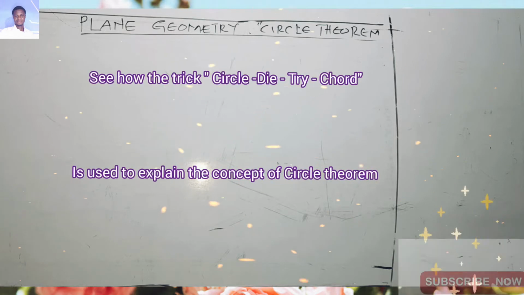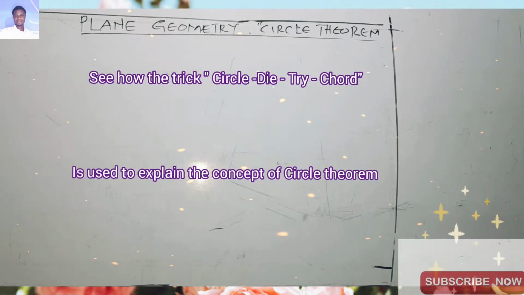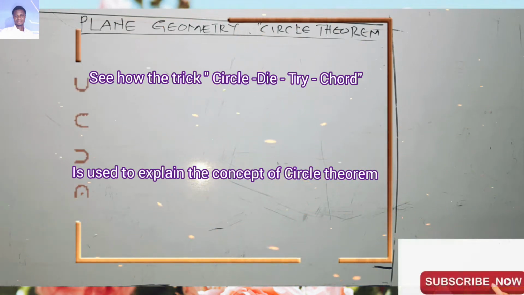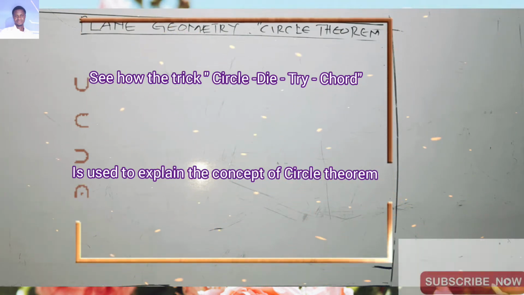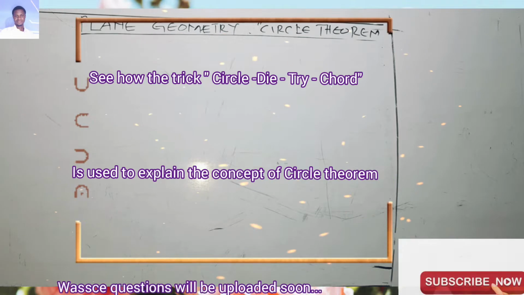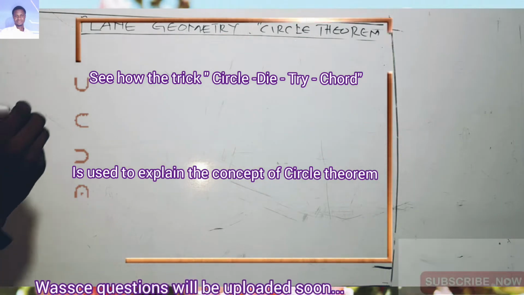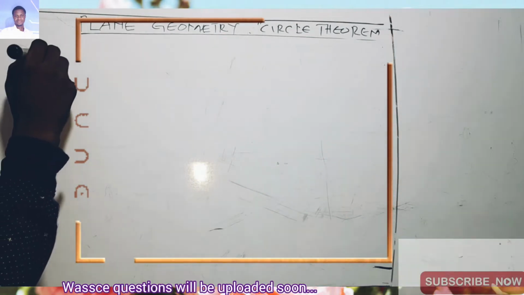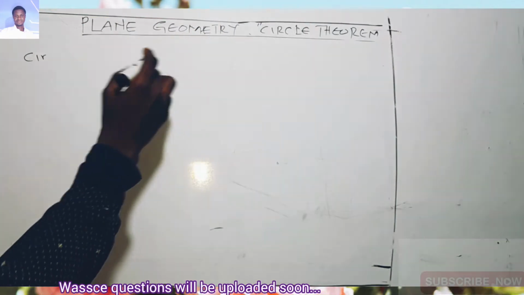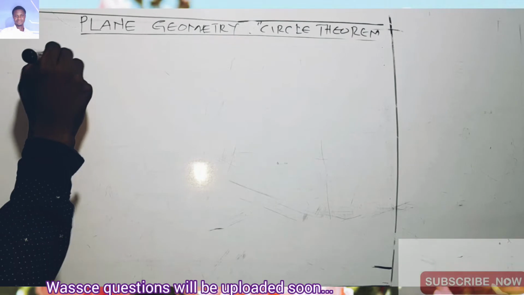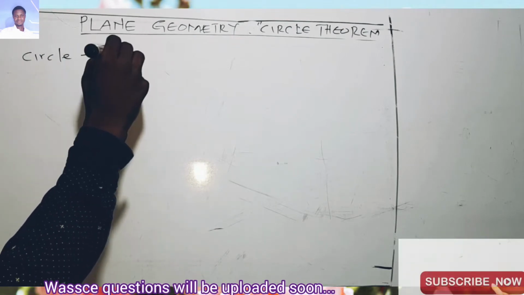To understand circle theorems, we need just four keywords, and that will help you understand the concept very well. So we are going to look at circle, diameter, triangle, and chord. These are the key things you need to be able to solve questions on circle theorems.